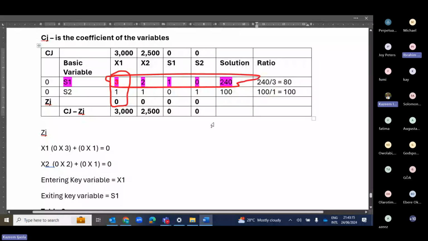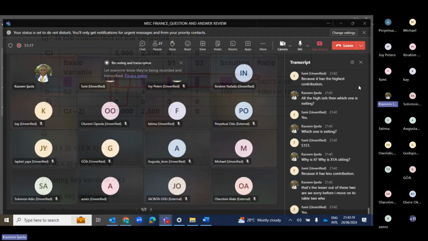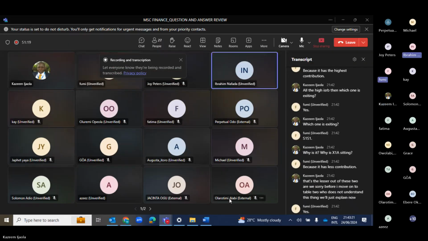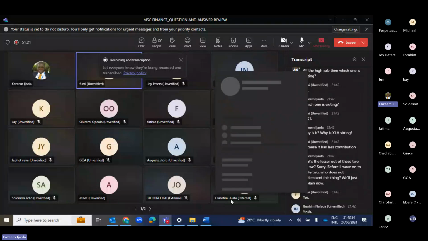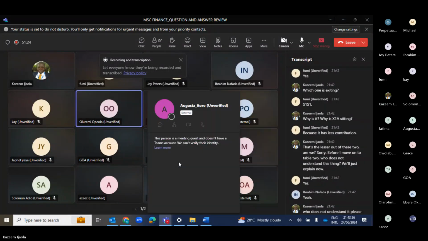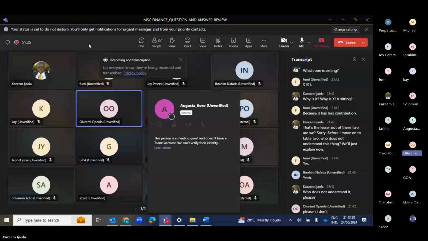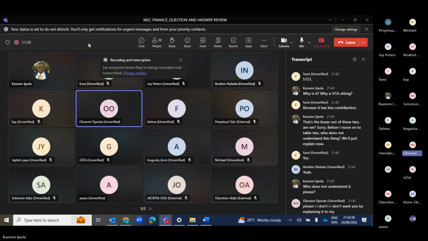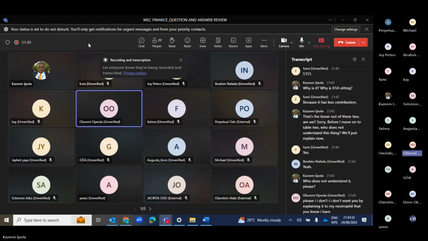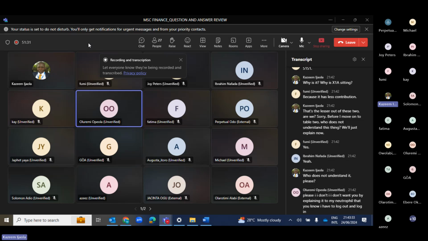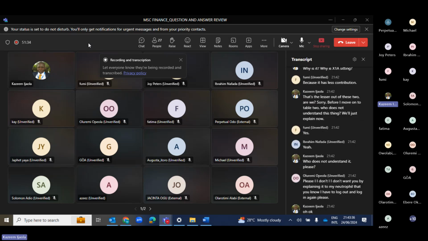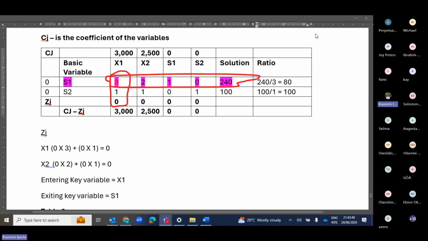Sorry, before I move on to table 2, who does not understand this thing we've just explained? Who does not understand it, please? Please, I don't. When you were explaining it, my network was acting up. I had to log out and log in again. Oh, okay. So I will try and explain it again, the meaning of the exiting and entering.